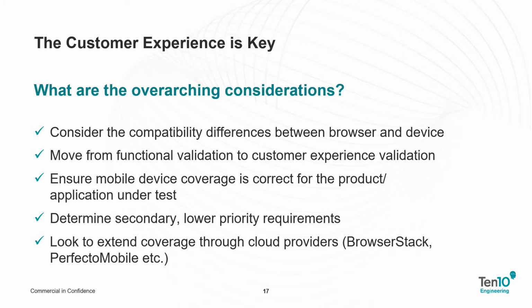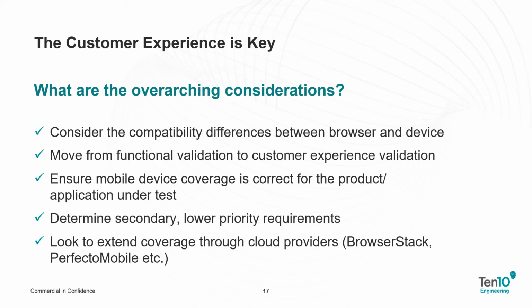Move from functional validation to customer experience validation. How well does it work, and how easy is it? Use a more hybrid functional model. Now we're including more usability in the testing, taking into account the simple flows and creating personas to replicate a specific user accessing the website or app. The next thing is to ensure mobile device coverage is correct for the product or the application under test.